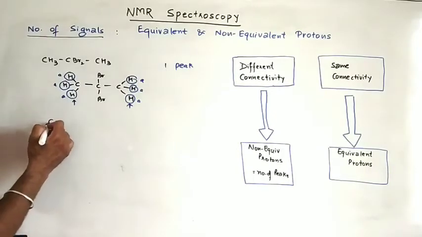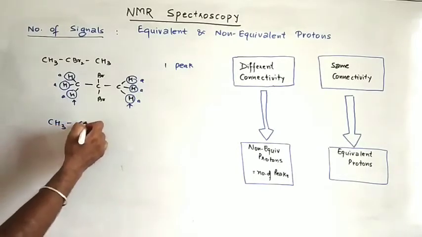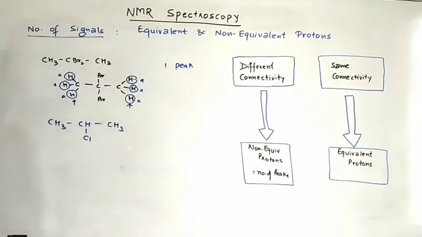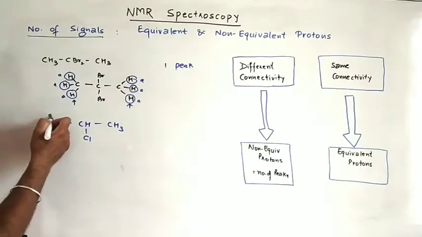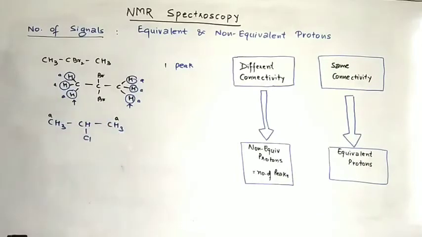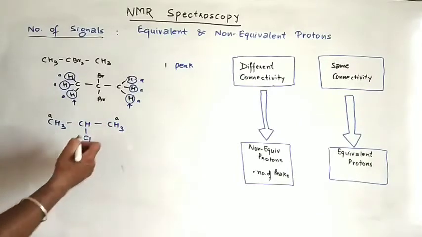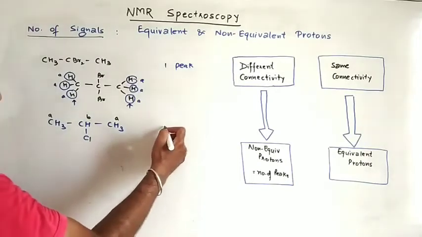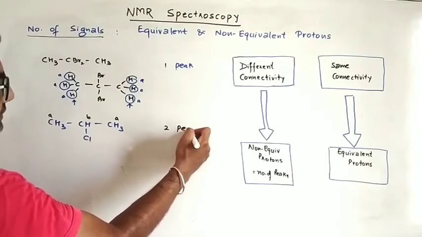Okay, next example is CH3 CHCl CH3. So in this case, these three protons and these three protons, they are equivalent, but the proton attached to central carbon, that is different. So it's clear that this compound gives 2 peaks.